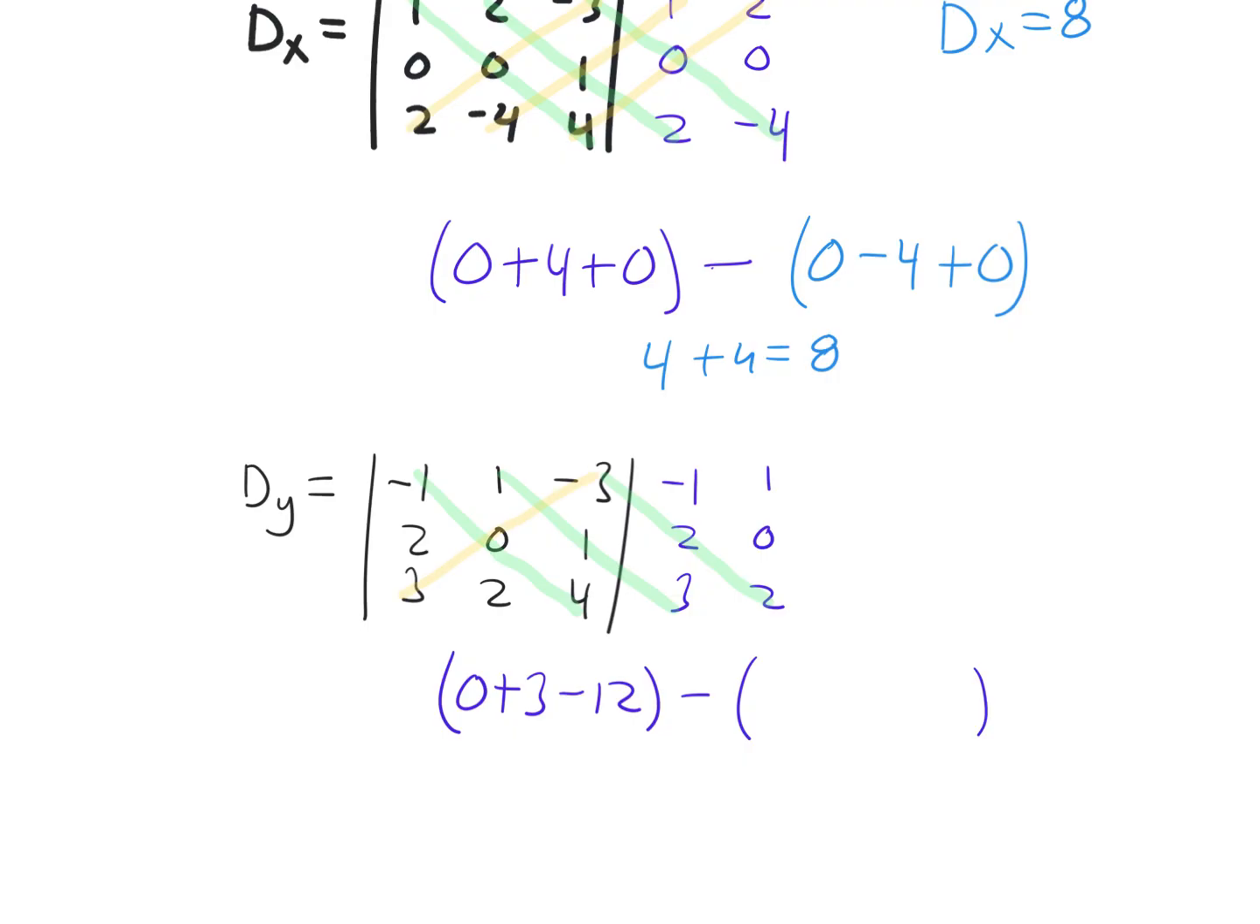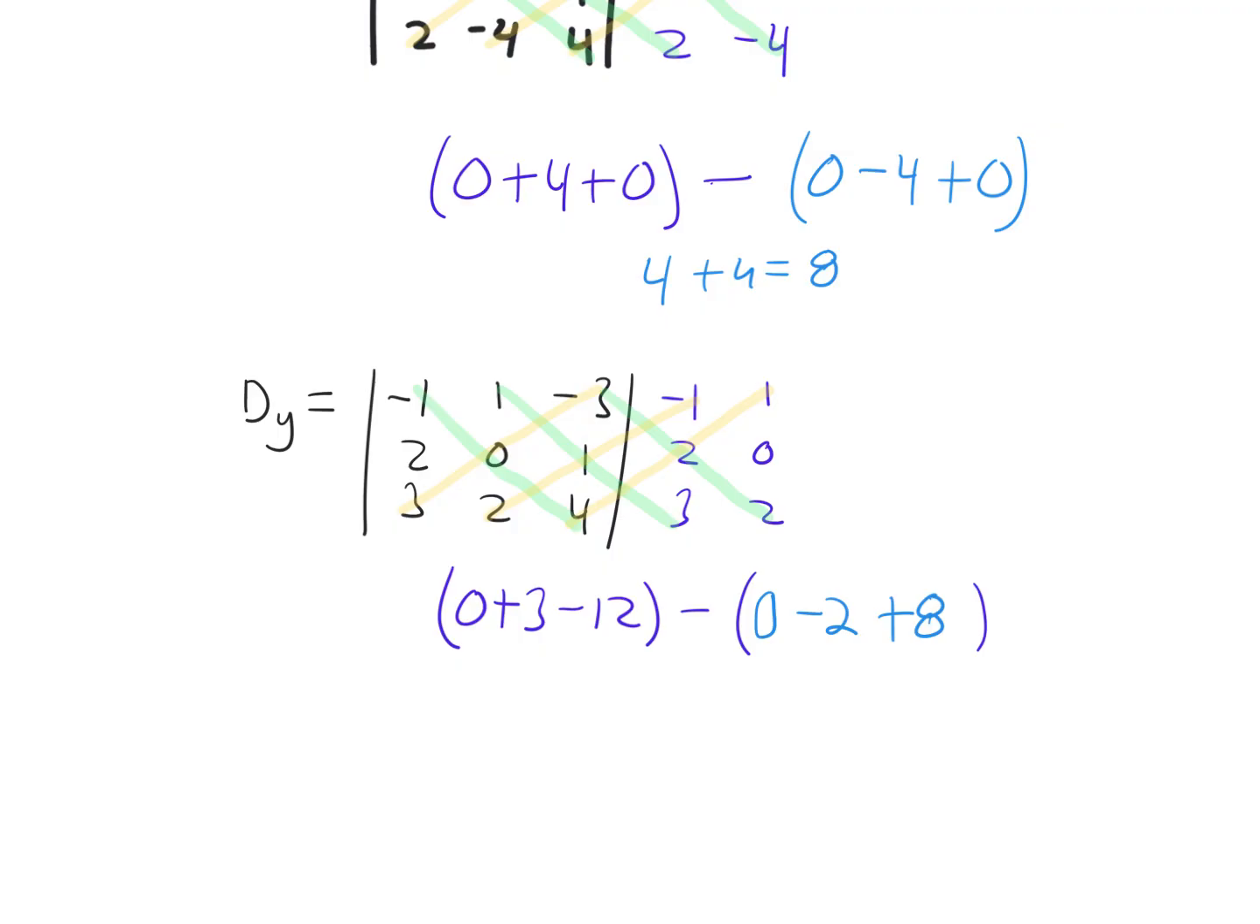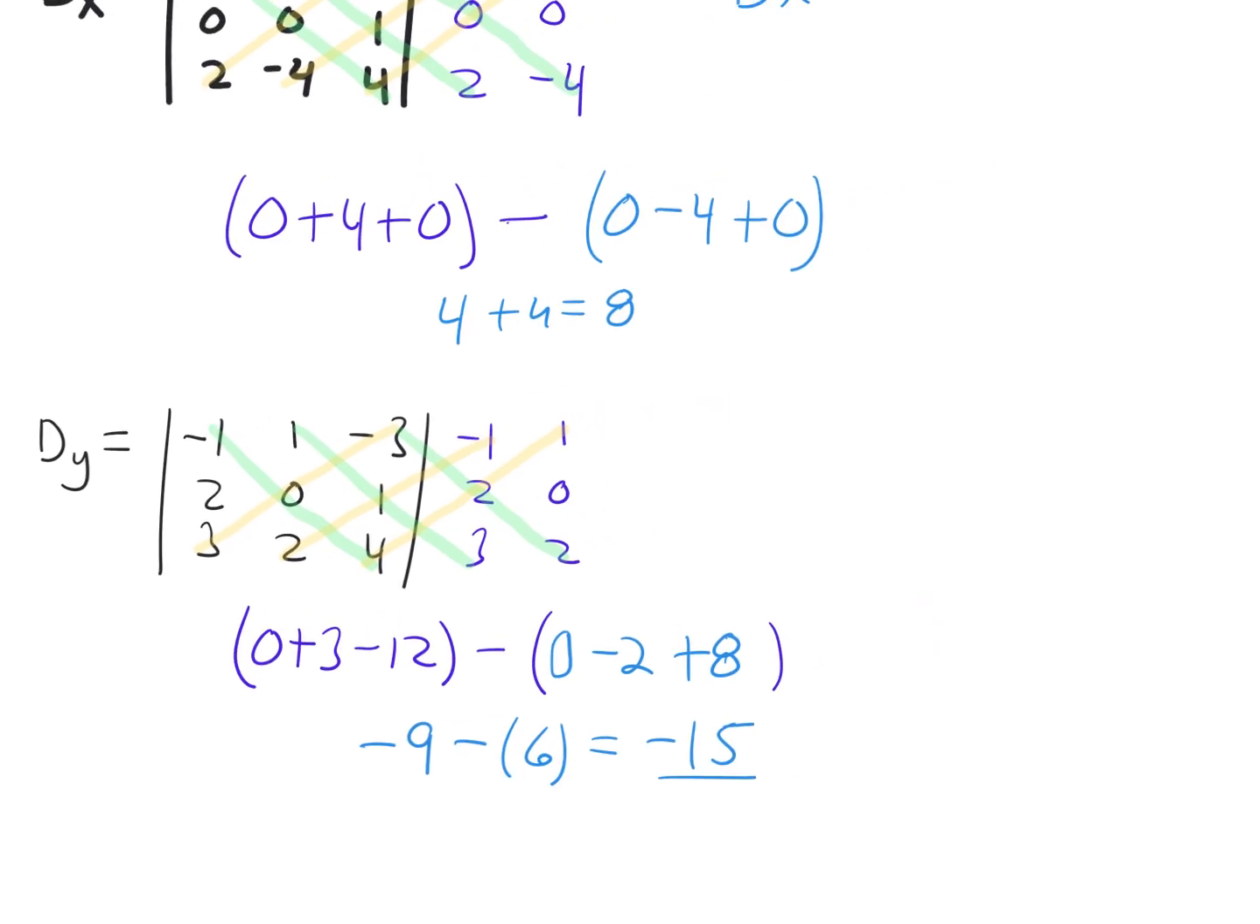We're going to do 3 times 0 times -3 plus 2 times 1 times -1 plus 4 times 2 times 1. So it's going to be what plus what plus what? It's another 0, right? Minus 2 plus 8, right? Good, all right, and then so we should get negative 9 minus 6, so we get negative 15, good. And then that's dy. So dy is negative 15.